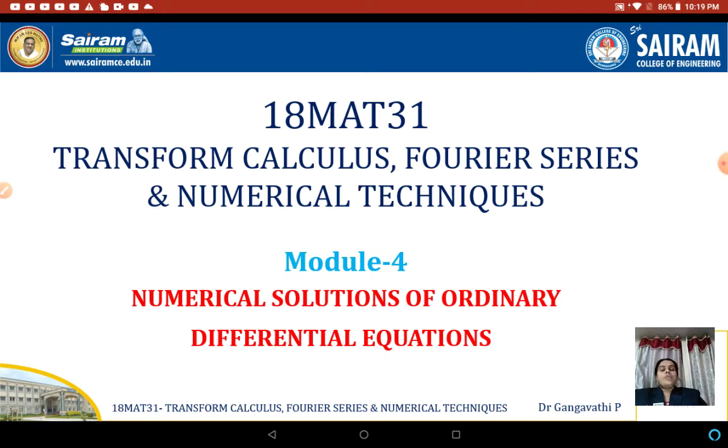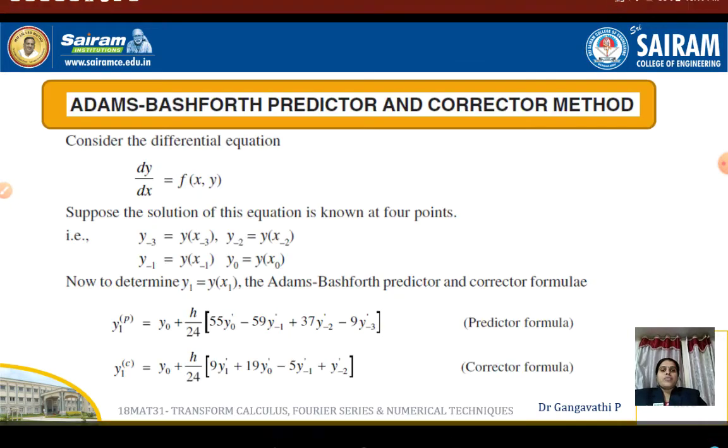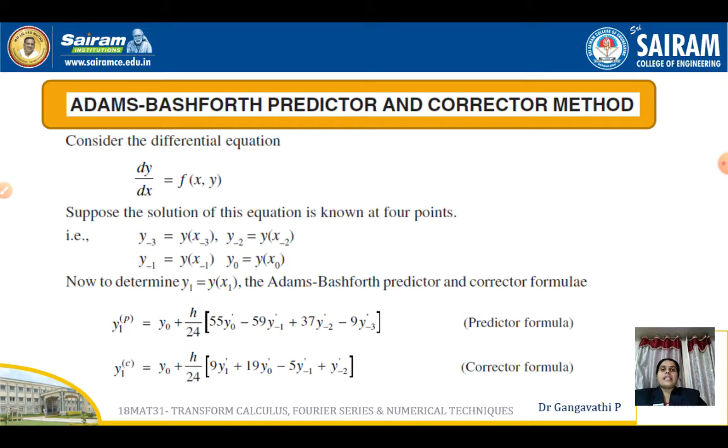And continuing, there's another method which is also very important to solve first order first degree differential equations. Which method is that? The method is the Adams-Bashforth predictor corrector method.